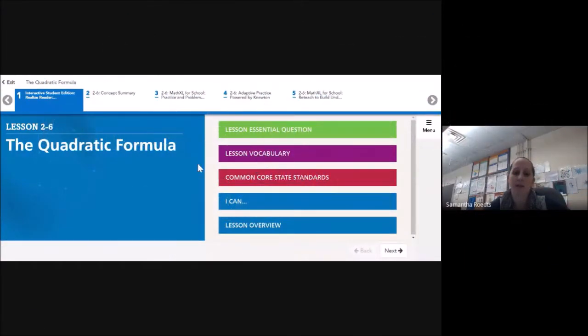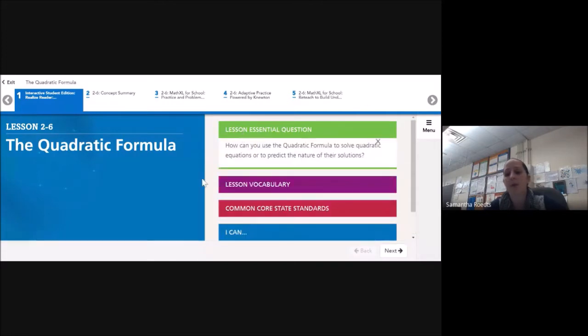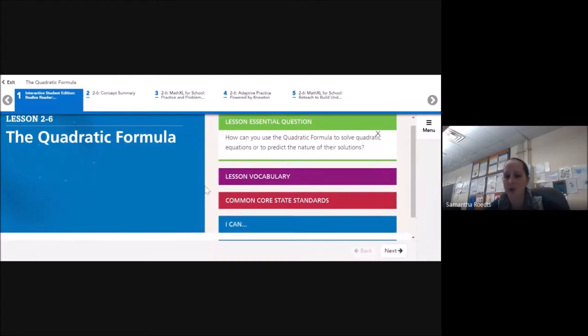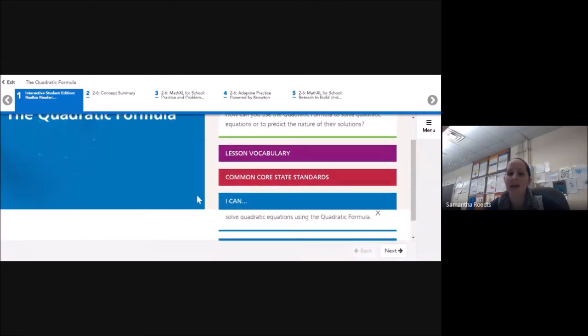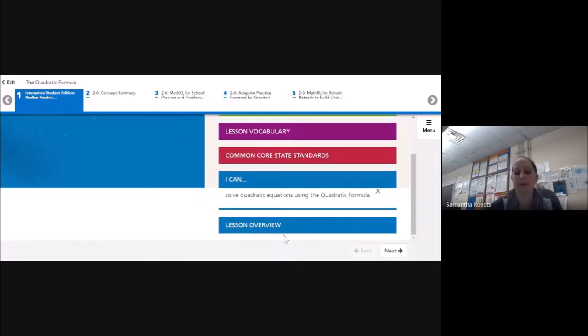All right, this is Unit 2, Lesson 6, the quadratic formula. So our lesson essential question is, how can you use the quadratic formula to solve quadratic equations or to predict the nature of their solutions? At the end of this lesson, you will be able to solve quadratic equations using the quadratic formula.